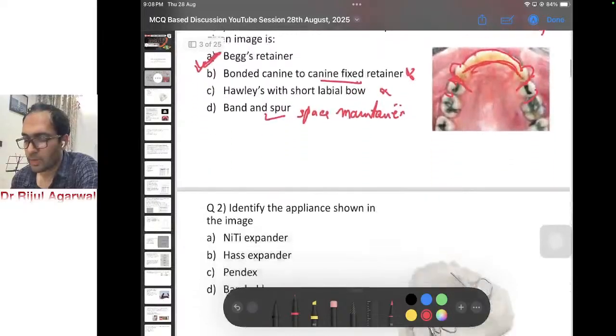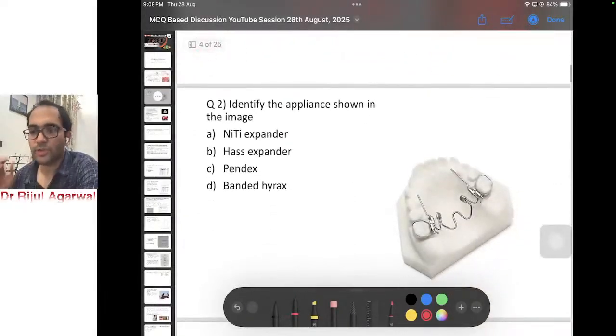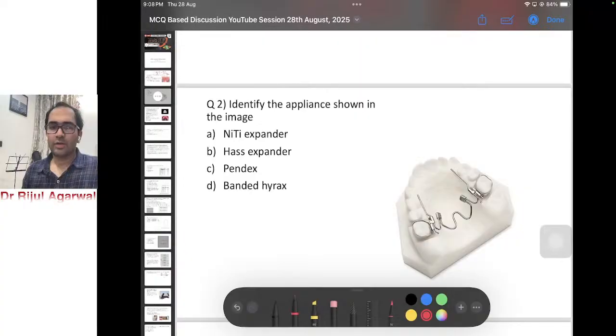Okay, next question, easy question. Identify the appliance shown in the image.